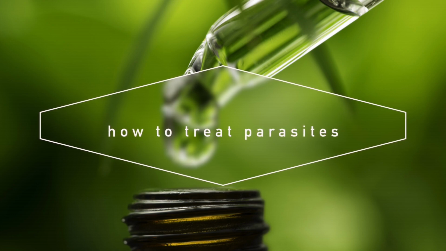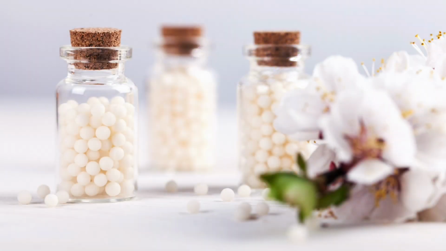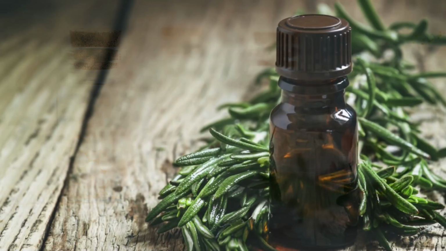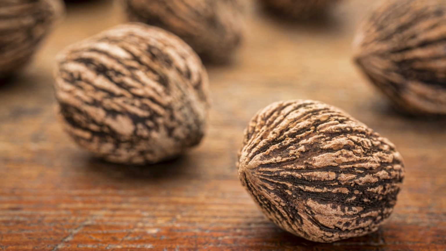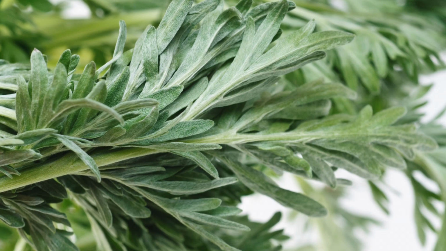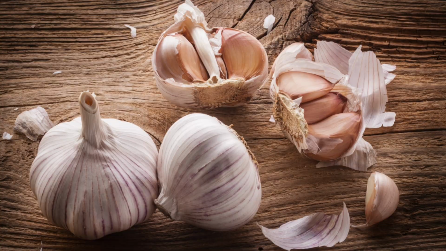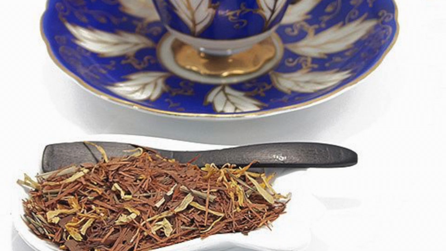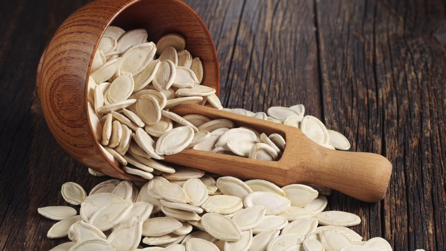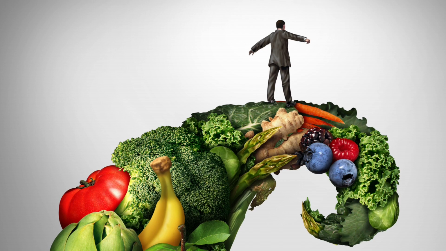There are a number of products out there for killing parasites, so you can go to any health food store and they'll have a number of different products with different ingredients. The main ingredients you want to look for are black walnut, wormwood, cloves, garlic, grapeseed extract, pau d'arco tea, caprylic acid, pumpkin seed. Increase your fiber in your diet.